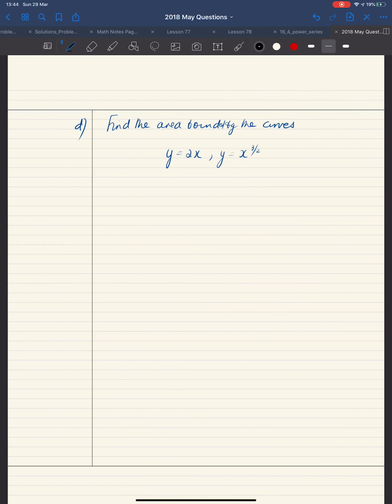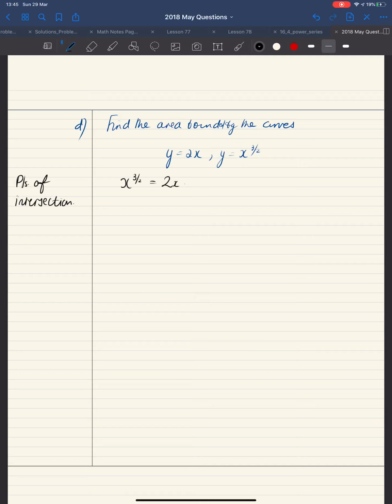Right, D. Find the area bounded by the curves y equals 2x and y equals x to the power 3 over 2. Okay, so what we're going to do first of all is find out where these two curves intersect each other. So we can say first of all, x to the 3 over 2 equals 2x. This is for the points of intersection.